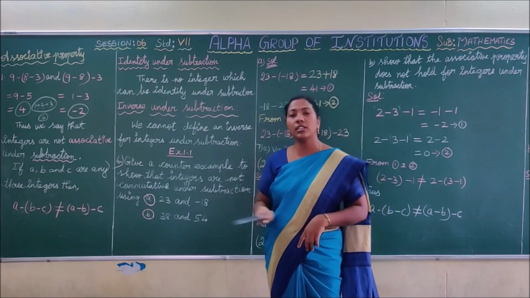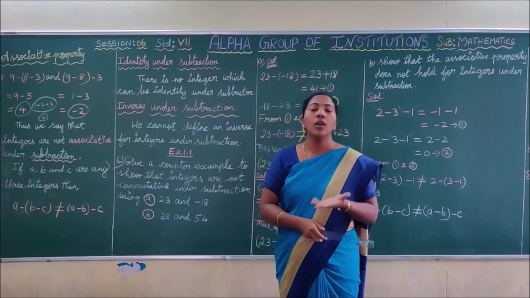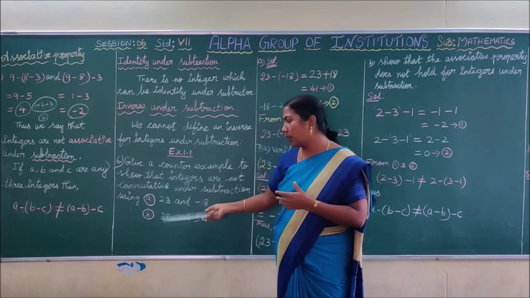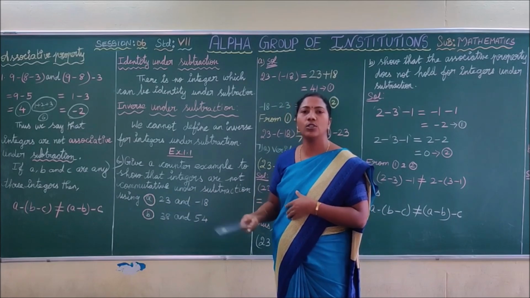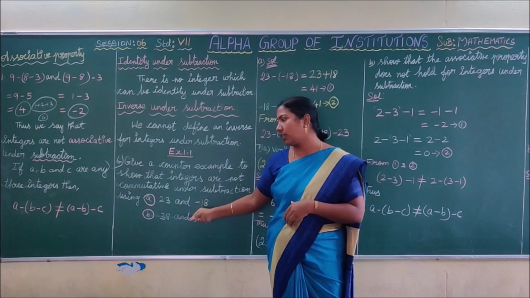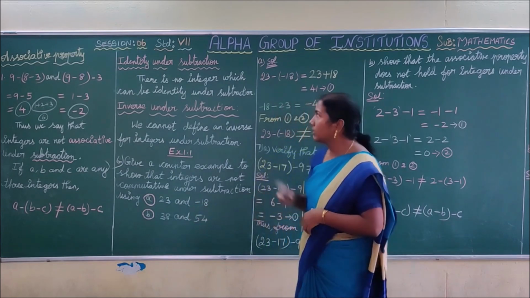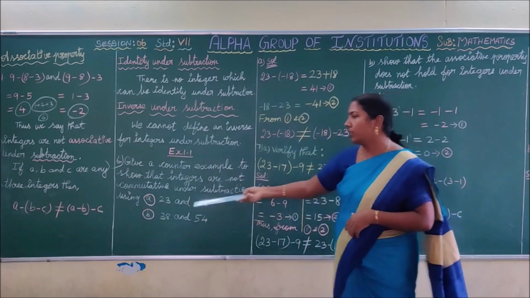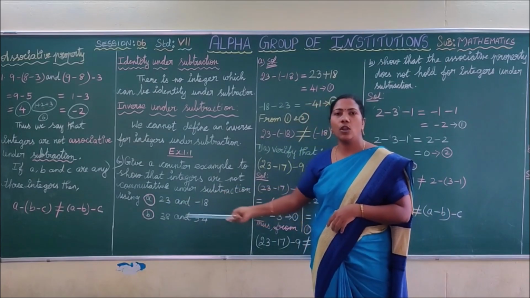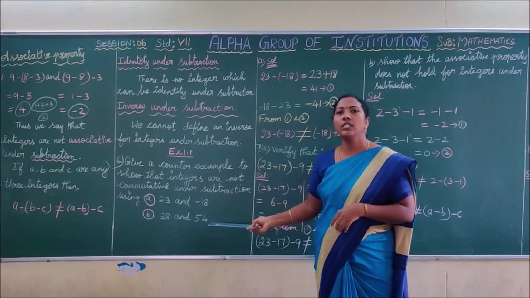We already know, children, integers are not commutative. But what they are asking is, we have to show by using an example that integers are not commutative. I do the first sum; the second sum will be your homework, children. See the first one. What are the two integers they are giving? 23 and minus 18. One is positive and another one is negative.